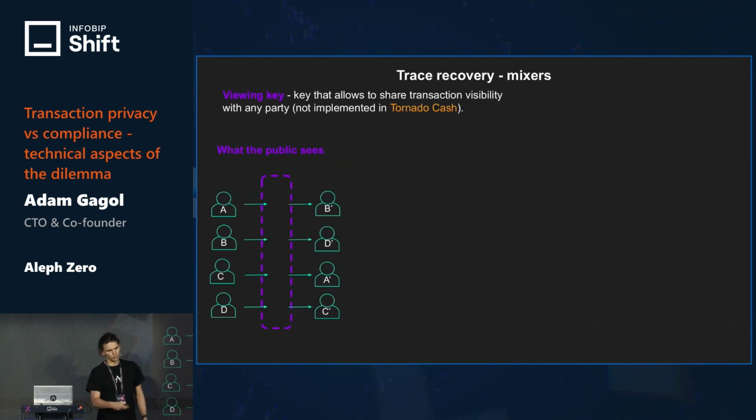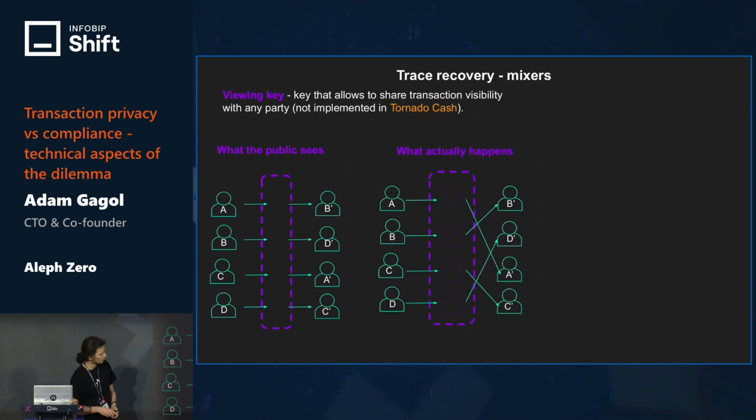So going through these 3 categories, when it comes to trace recovery, mixers are actually pretty simple. There is a concept of viewing key, which is almost as old as Zcash. It's a key which is derived from the private key of the user, and it allows to share transaction visibility with any party. So this is the scheme of how a mixer operates. As we've seen before, basically what the public sees is only that there are 4 actors putting something into the mixer and 4 actors getting it out. Although it mixes, right? So it's very hard to connect the ingoing and outgoing transfers.